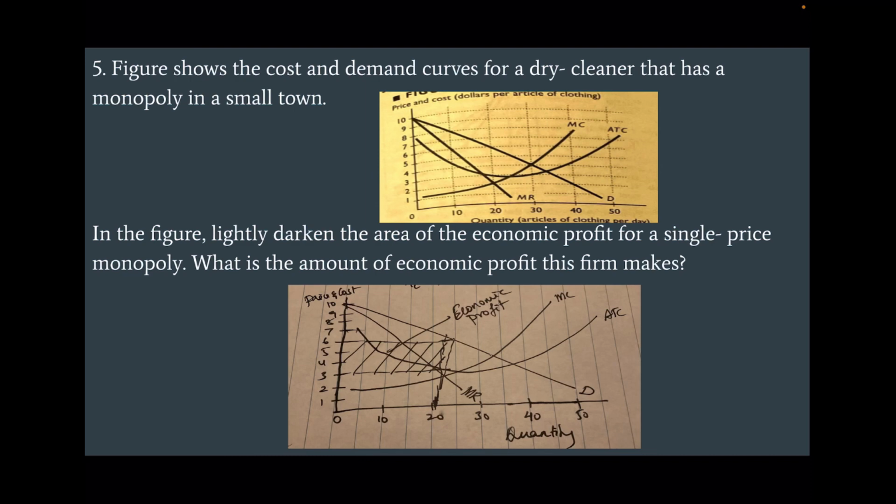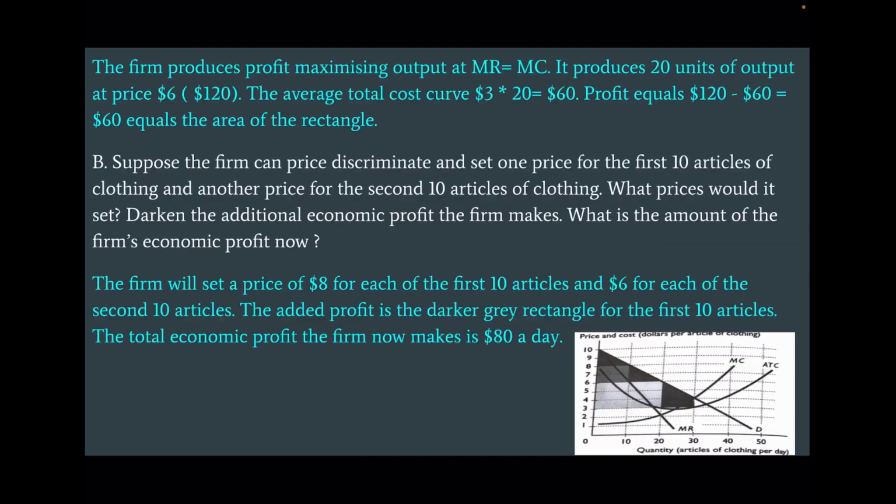This is the picture of the economic profit earned by the firm, where the firm produces the profit-maximizing output at MR equal to MC. It produces 20 units of output at a price of $6, which gives revenue of $120. The average total cost is $3 times 20, that is $60. So profit equals revenue minus cost, which equals $60. The profit is the area of the rectangle.